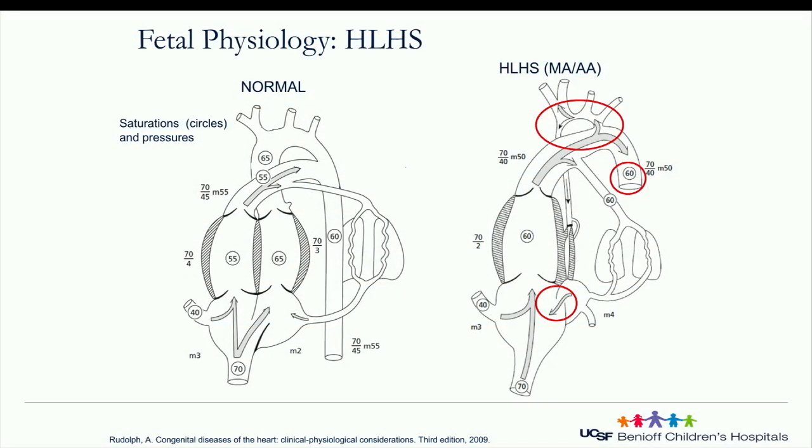All right, so now we're going to go through a review of some of the key congenital heart defects in the context of their effect on fetal circulation. We'll start with hypoplastic left heart syndrome, mitral and aortic atresia.